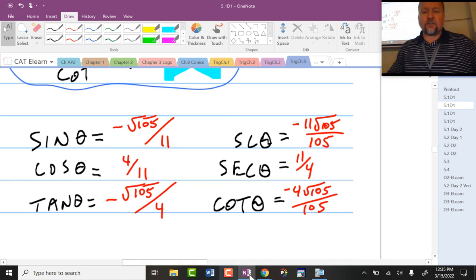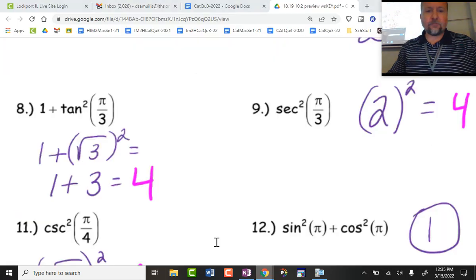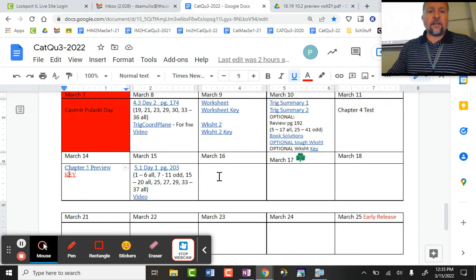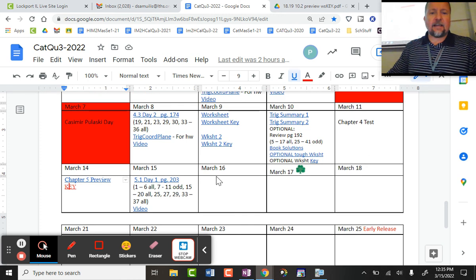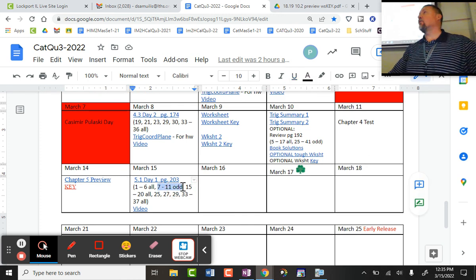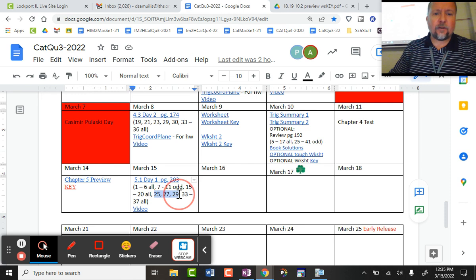And then I'm just going to go ahead and show the calendar real quick. There it is. And then these questions like 7 through 11, those are exactly what I just did, those last ones, coordinate plane trig. I think 25, 27, and 29, coordinate plane trig.